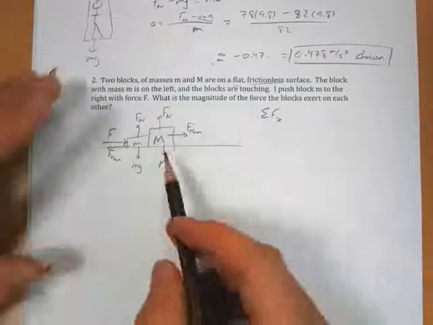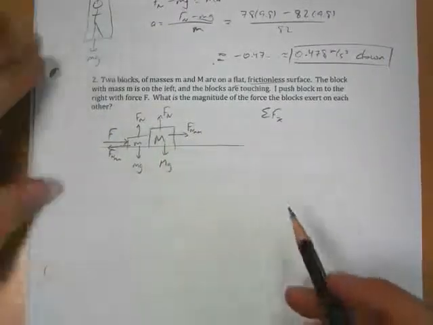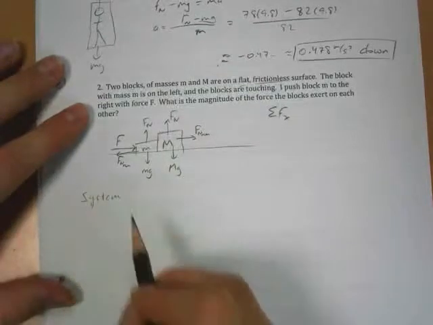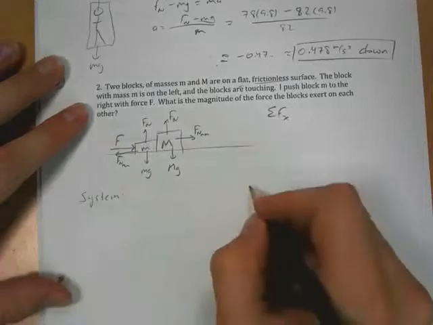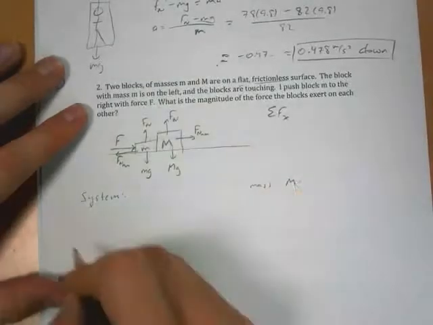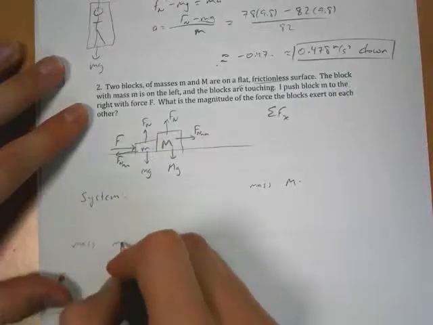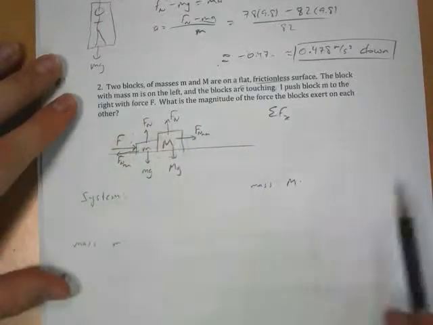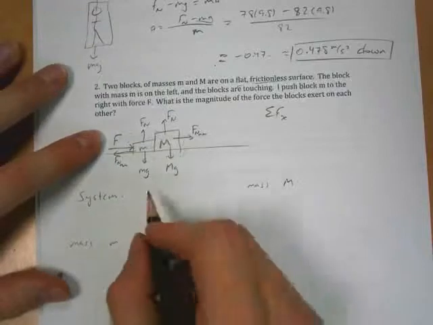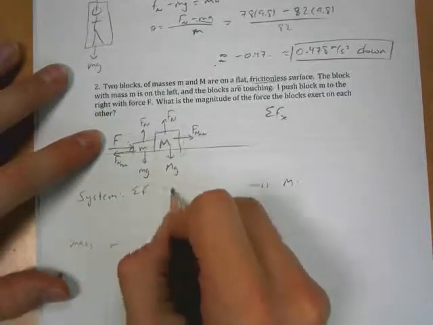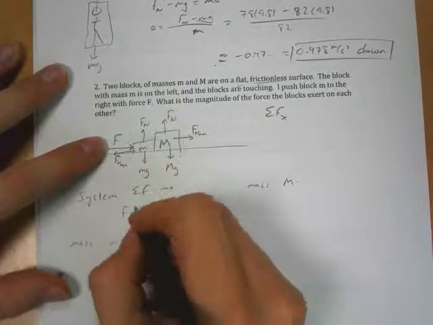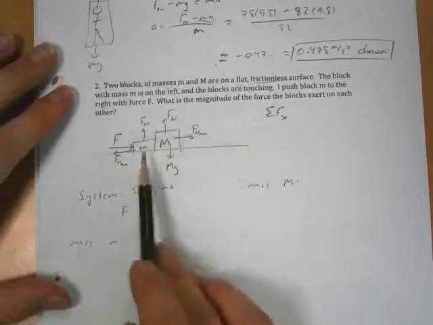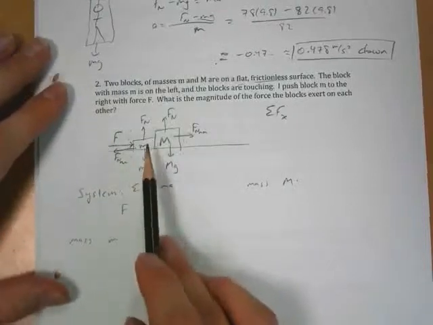Now, with a problem like this with multiple masses, there are a couple of different ways to look at it. You could look at it as a system, or you could look at it as individual objects. If we look at the whole thing as a system, then in the x direction, we're always writing sum of the forces equals ma. We have this force F being exerted to the right. It's frictionless.